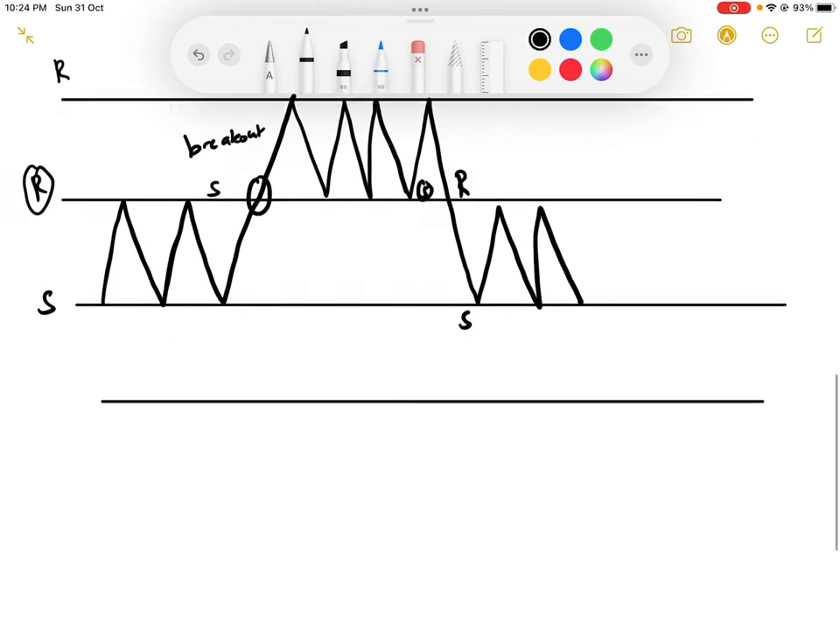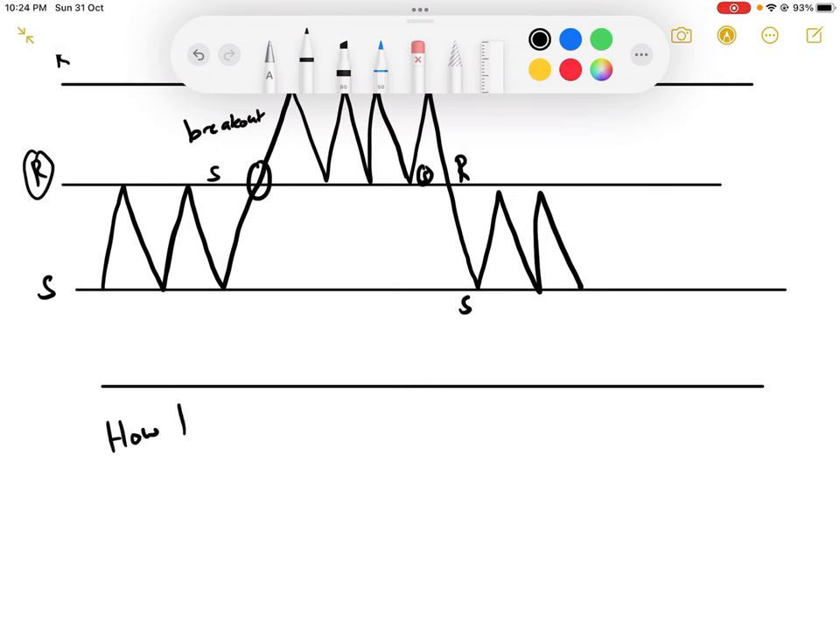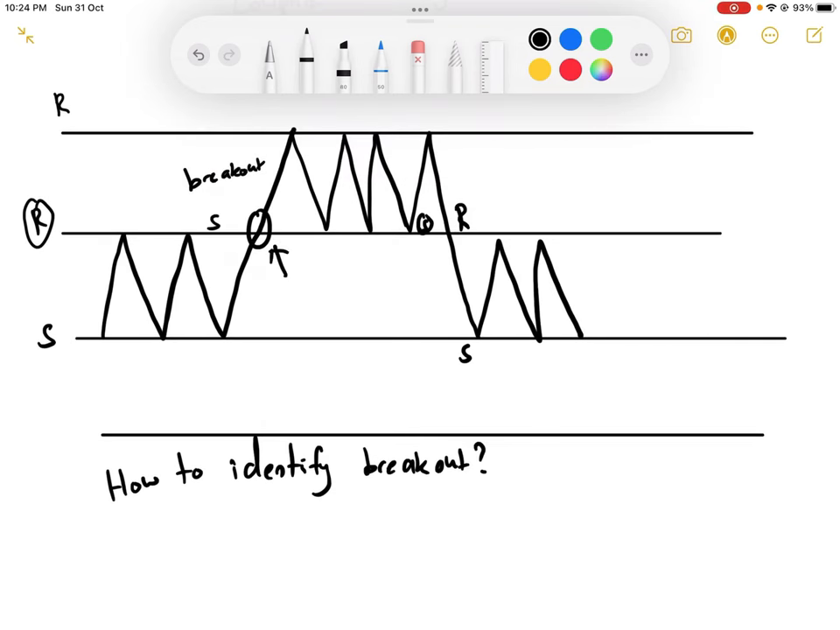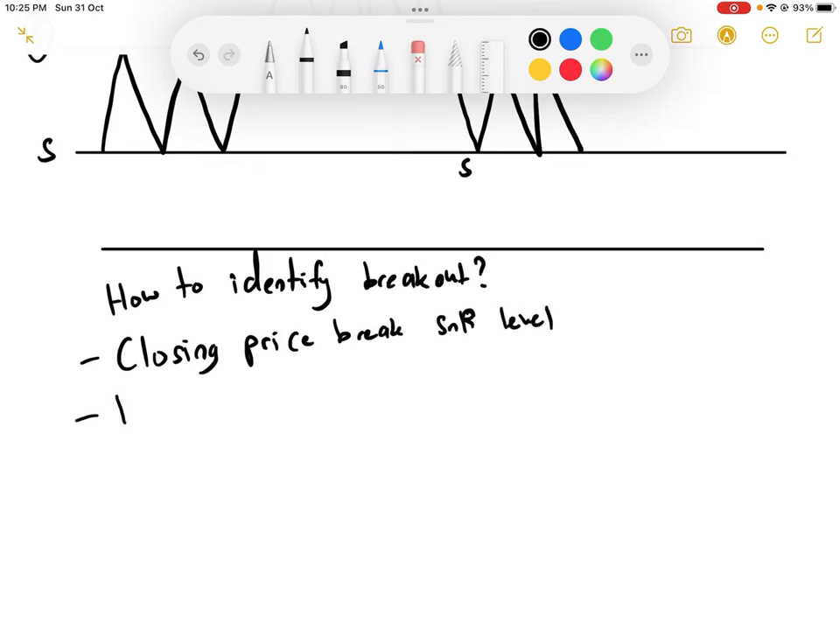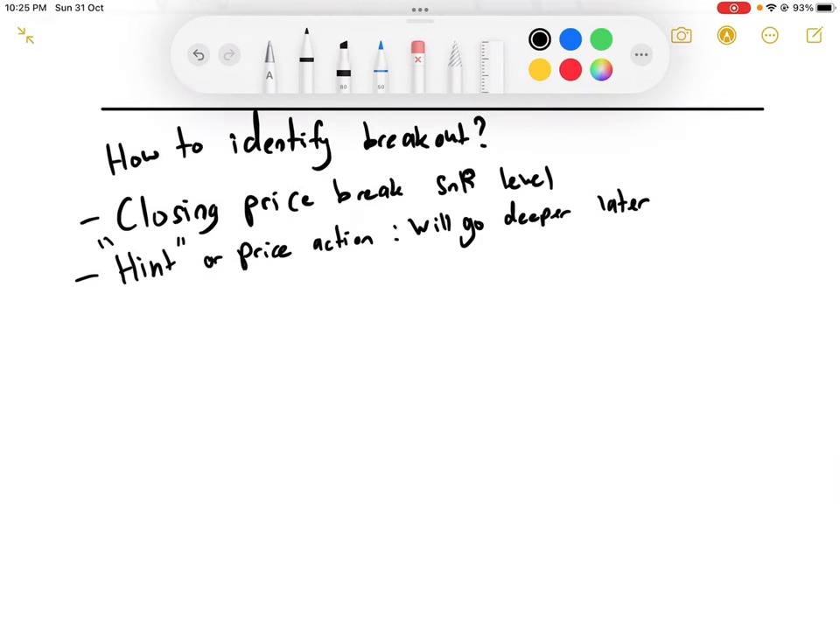So the question is, how do you identify a breakout? First is closing price breaking the SNR level. Next one is hin, or price action. We'll go deeper later.